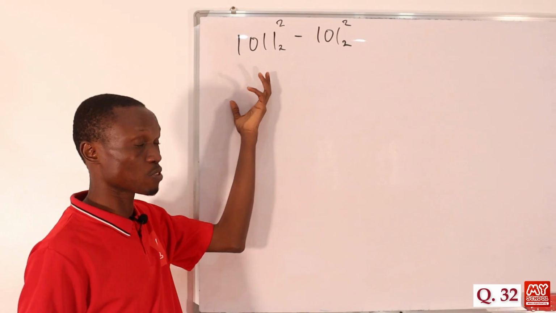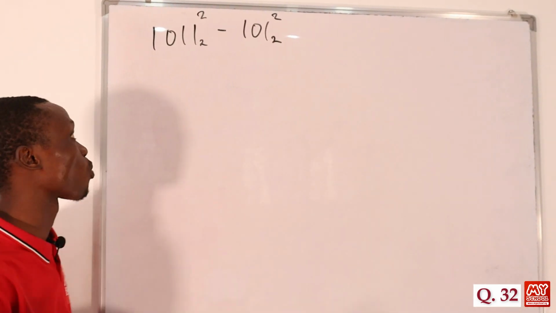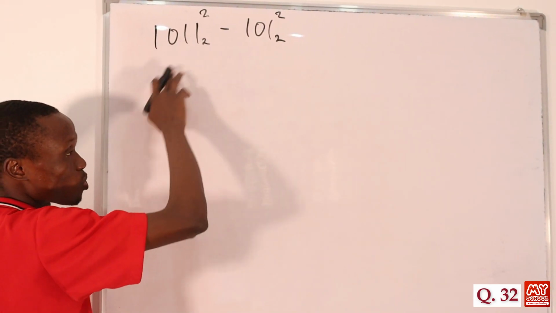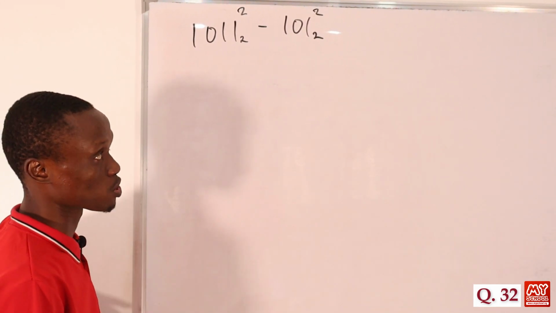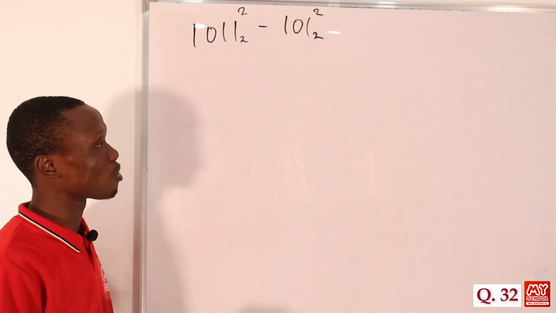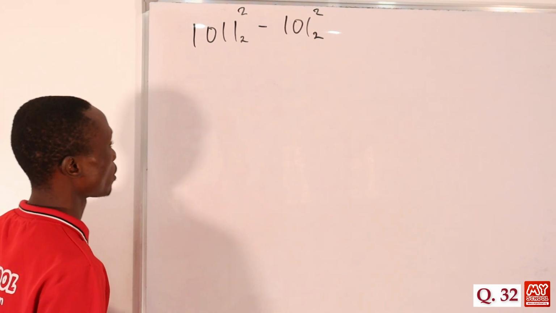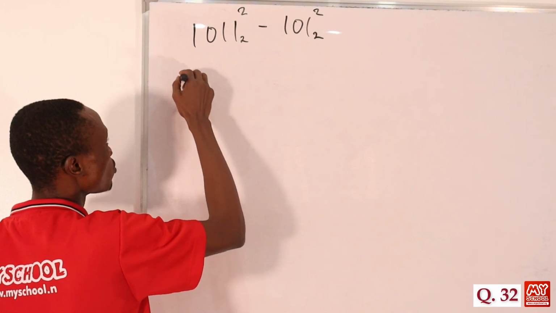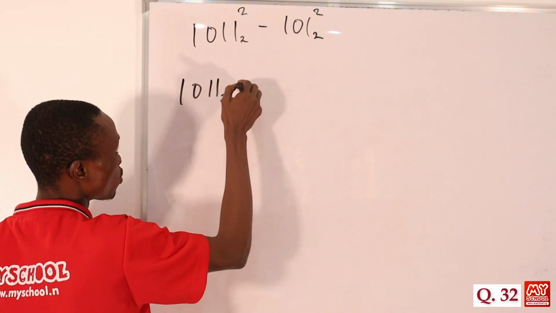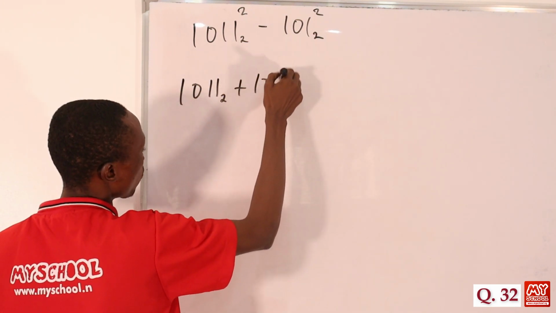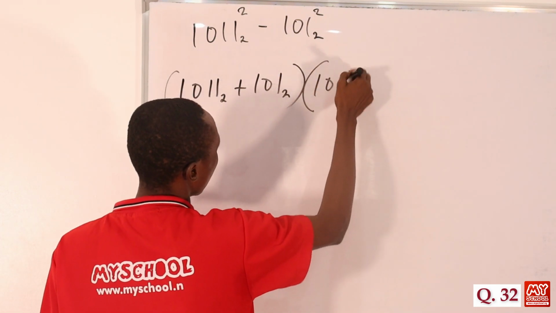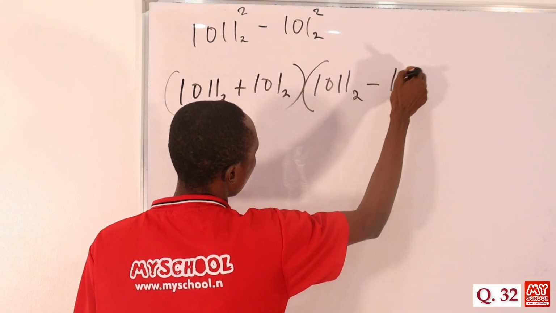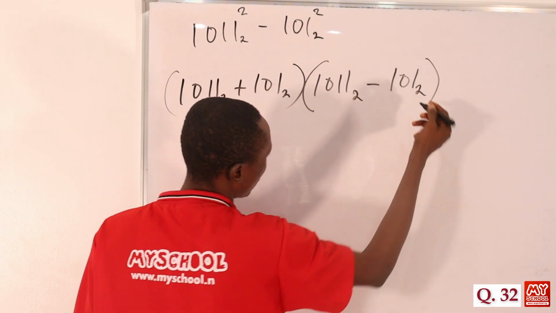For some persons to solve this question, they will prefer to convert these values that are given to us in base 2 to base 10. But for me, I'm not going to do that. I'm going to substitute using the idea of difference of two squares. So I'll be having 1011 base 2 plus 101 in base 2 in one bracket, and 1011 in base 2 minus 101 in base 2 in another bracket.